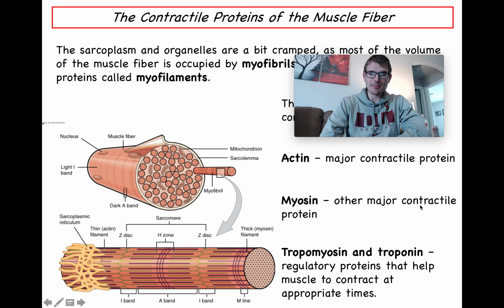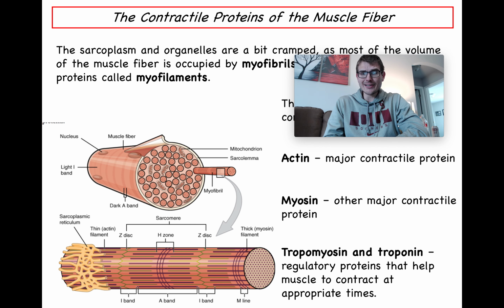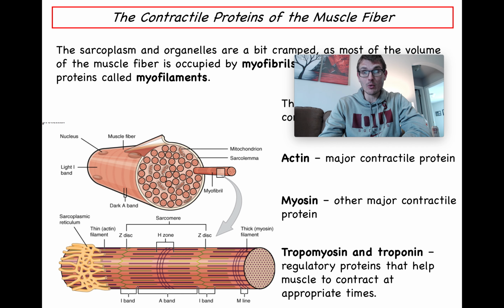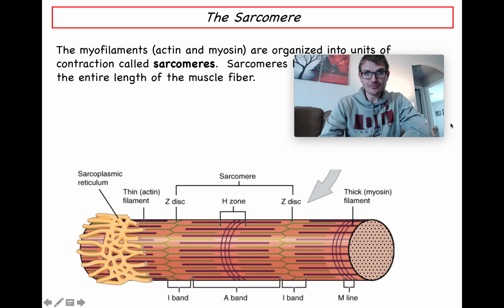The other 2 types of proteins that we will learn about a little bit later are called tropomyosin and troponin. These are regulatory proteins. They are there to make sure that when the muscle is supposed to be relaxed, it stays relaxed. And when the muscle is supposed to be contracted, they get out of the way and allow the muscle to become contracted. They make sure that muscle fibers do not contract at inappropriate times. We will learn a bunch about them later on.